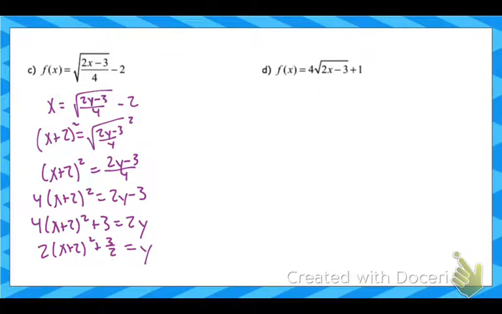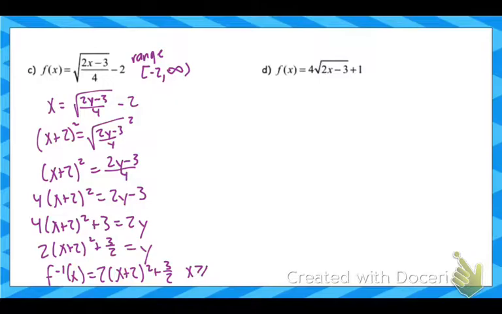Now again, started with a square root, have a quadratic. We need to include our domain restrictions. The range of our original function, it's shifted down 2, has not been reflected, so -2 is the lowest point. It continues to infinity. That is the domain of f inverse. So our inverse is that same function, but we include the domain restriction, x is greater than or equal to -2.